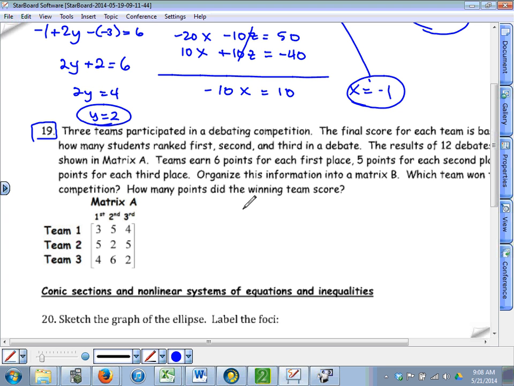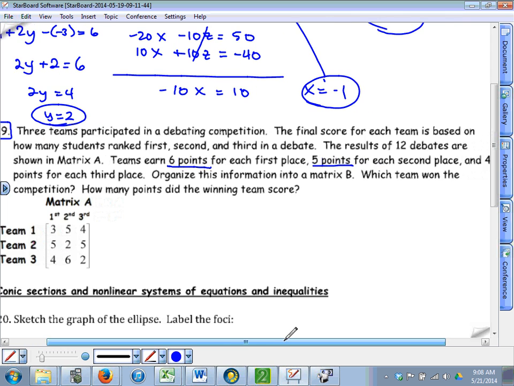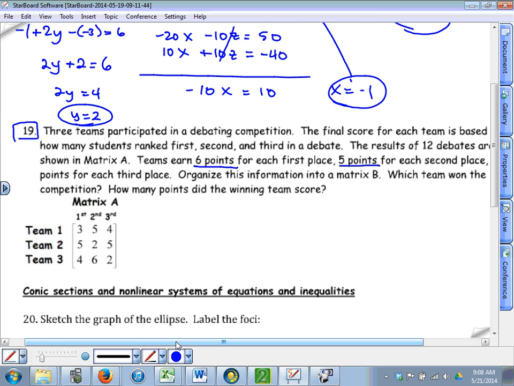What they're interested in here is what was the final score of each team. Now, teams earned 6 points for first place, 5 points for a second place, and what was it? And 4 points here for a third place. Organize this information into a matrix B. First, second, third. First place got how many? 6 points. Second place got 5. And third place got 4.